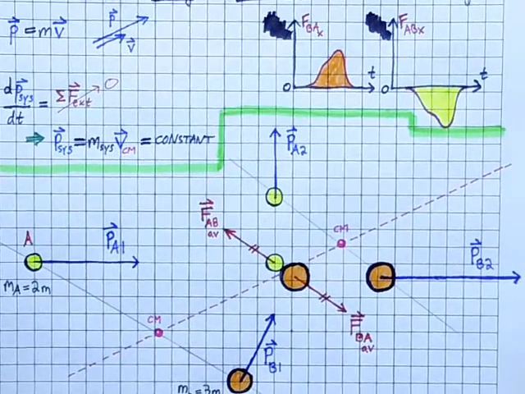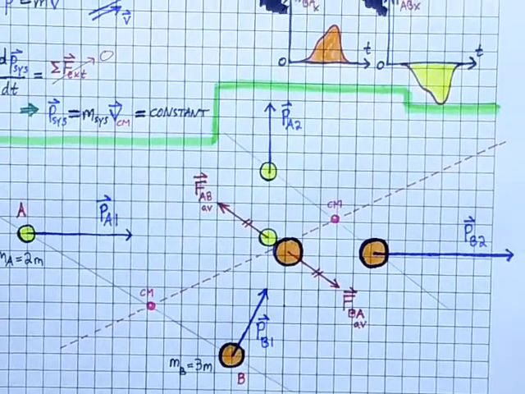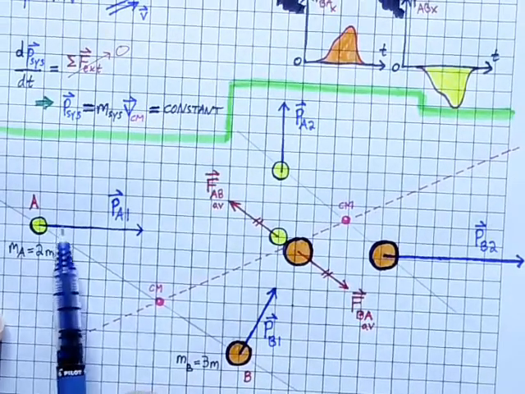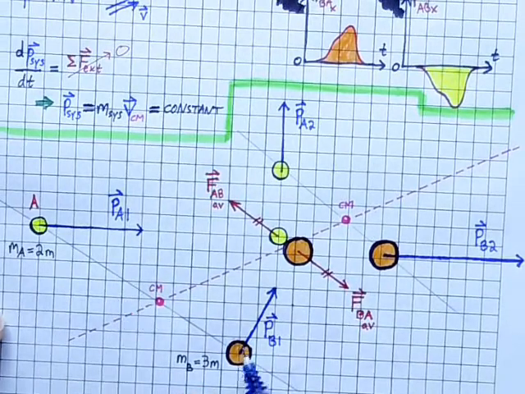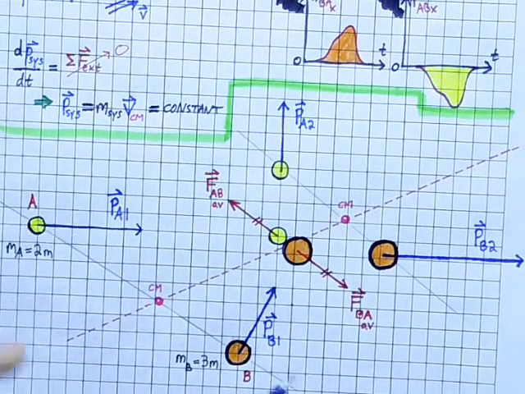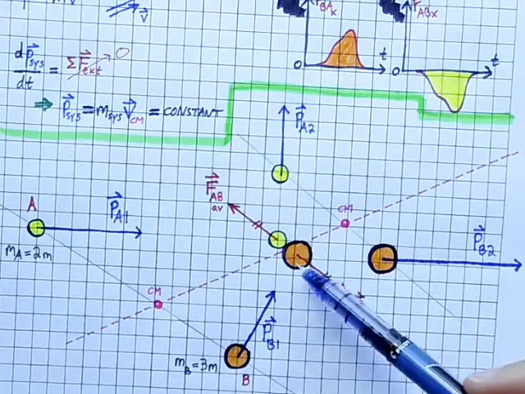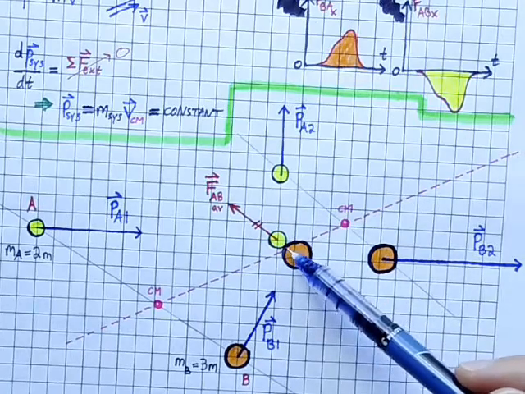Okay, let's look at the momenta of A and B themselves. A initially has this momentum, we'll call it PA1. B initially has this momentum, PB1. Their velocities are also parallel to those vectors, so they'll come together. And since they're not point masses, they're going to collide as soon as their surfaces touch.